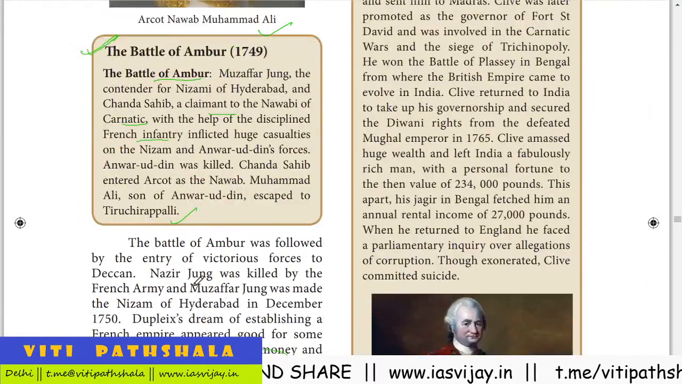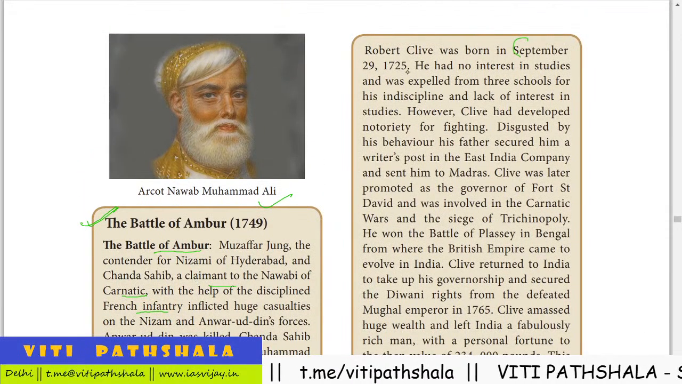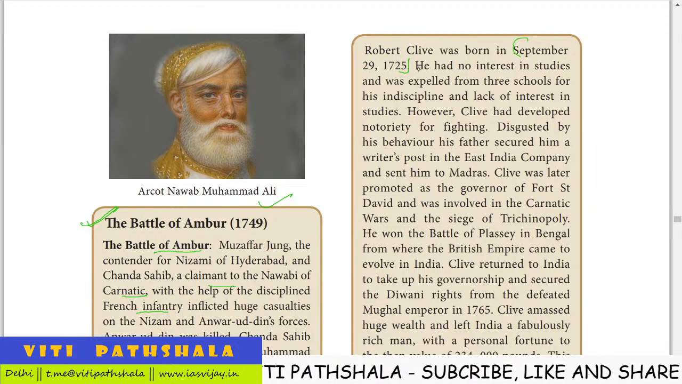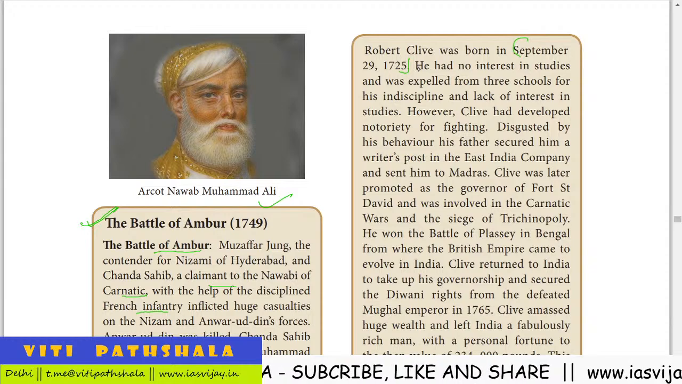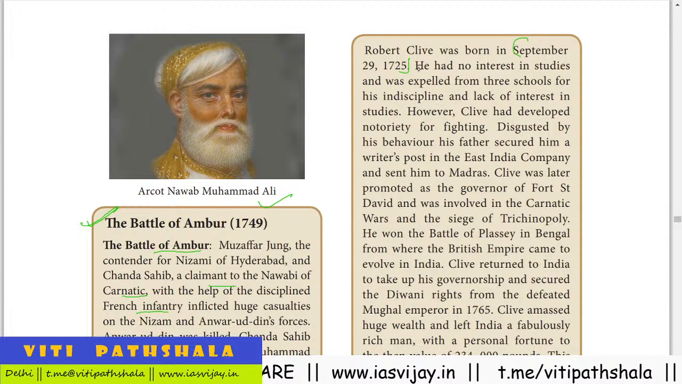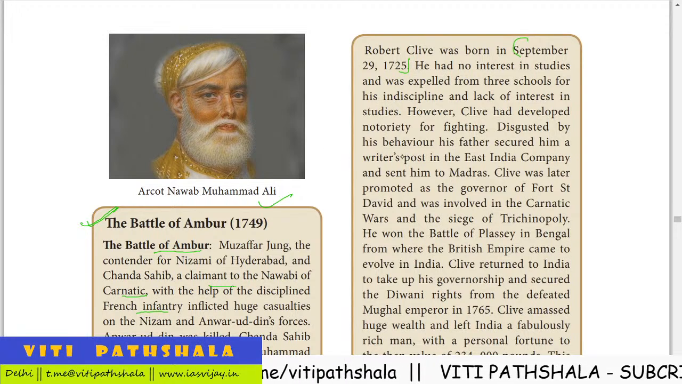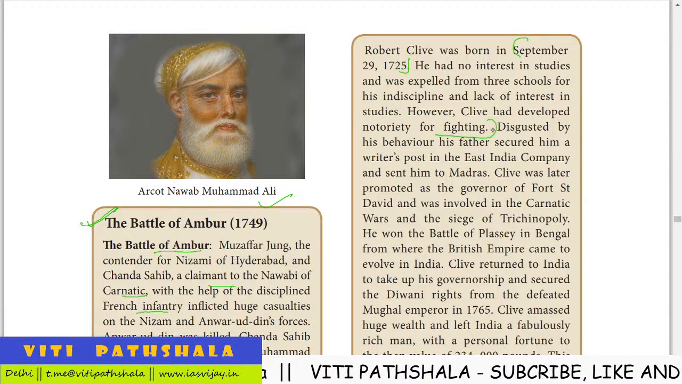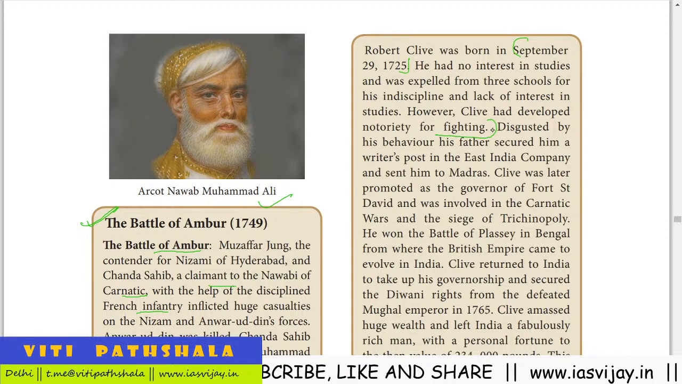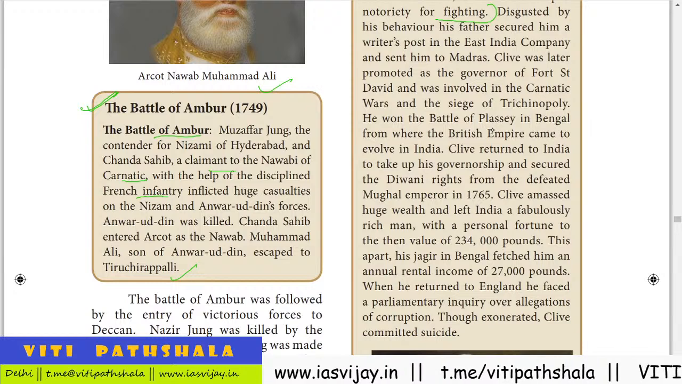Now about Robert Clive. Robert Clive was born on September 29, 1725. He had no interest in studies and was expelled from three schools for his indiscipline and lack of interest in studies. However, Clive had developed a notoriety for fighting. Disgusted by his behavior, his father secured him a writer post in the East India Company and sent him to Madras.